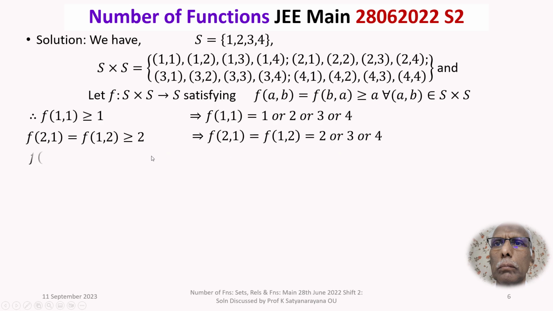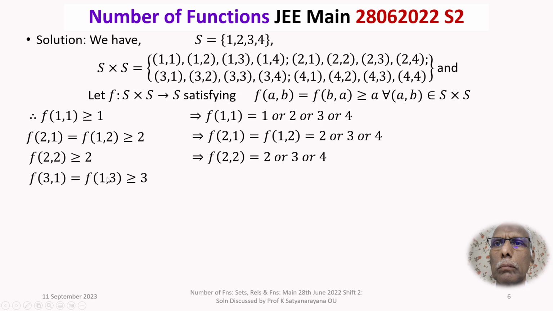Agreed. Now f of (2,2) is again, the first component is greater than or equal to 2. This will imply (2,2) can be mapped to 2 or 3 or 4. Now f of (3,1) is equal to f of (1,3). f of (3,1) is greater than or equal to 3. Therefore (3,1) and (1,3) can be mapped to 3 or 4. If (3,1) is mapped to 3, (1,3) is also mapped to 3. So be clear about that.